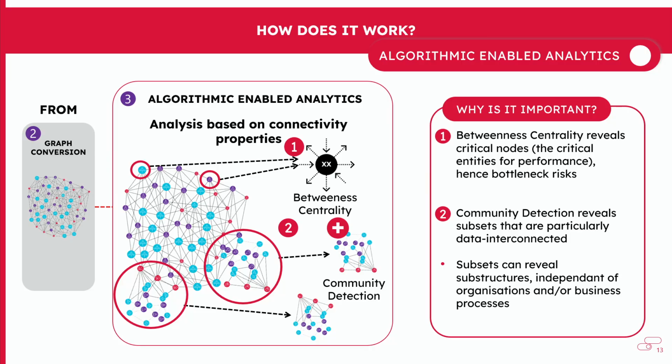And the community detection algorithm can really reveal the interconnected data substructures. These substructures can be independent of a business process, or independent of a process related to a parameter in the information system. They could really be transversal to all that is already well known in the information system.